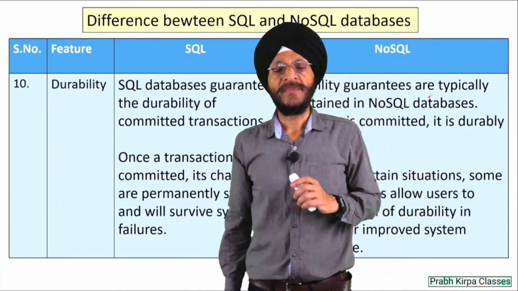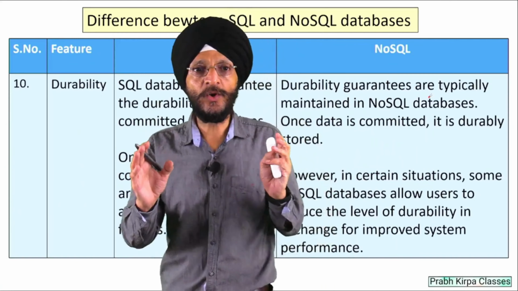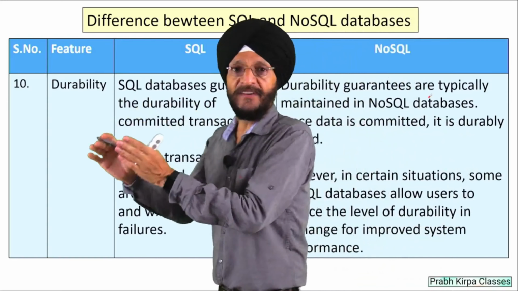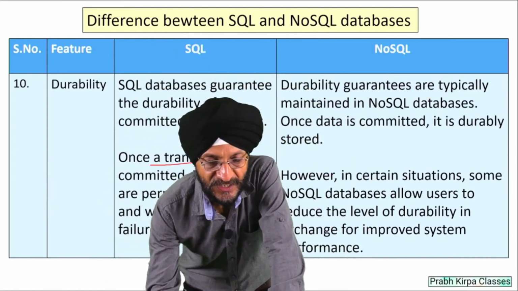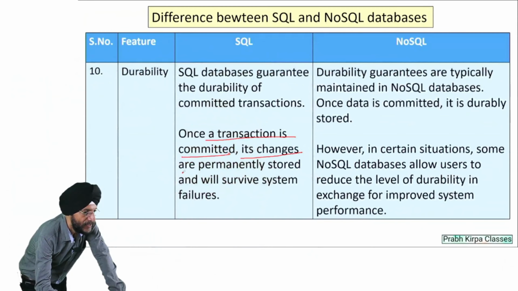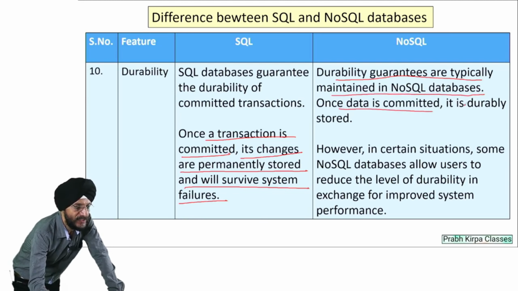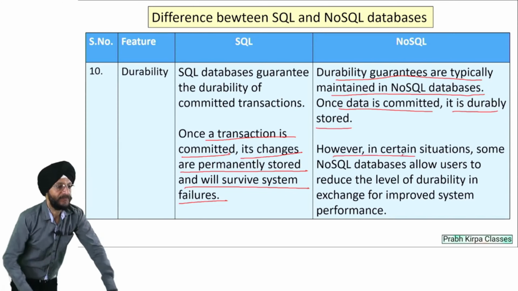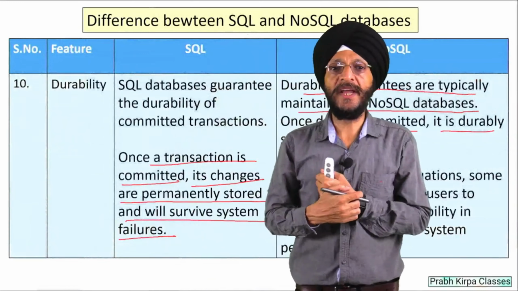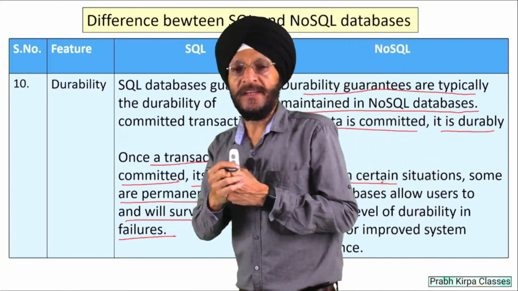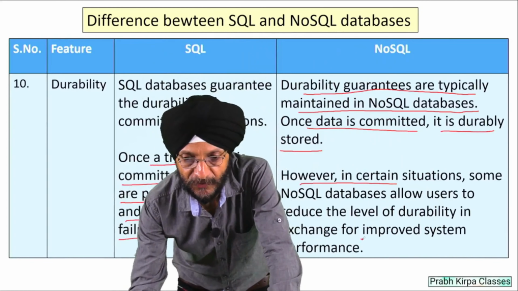Next point is durability. SQL databases guarantee the durability of committed transactions. Committed transactions are those transactions which have been saved in the database. Once a transaction is committed, its changes are permanently stored and will survive system failure. Durability guarantees are typically maintained in NoSQL databases. Once data is committed, it is durably stored. However, in certain situations, some NoSQL databases allow users to reduce the level of durability in exchange for improved system performance.